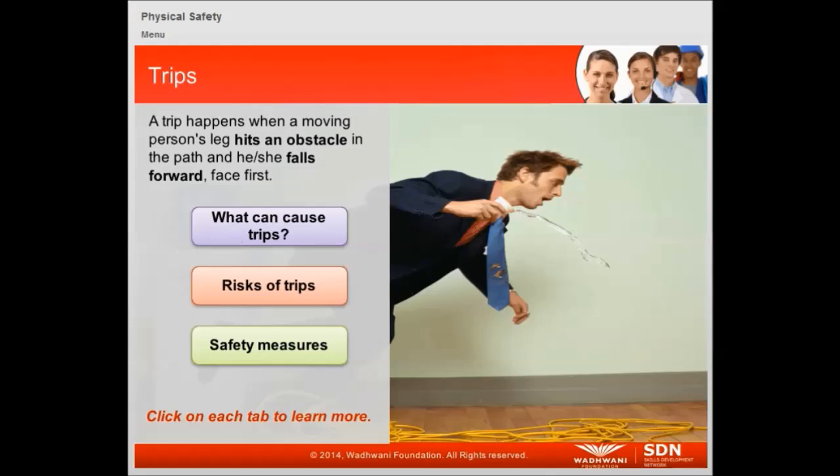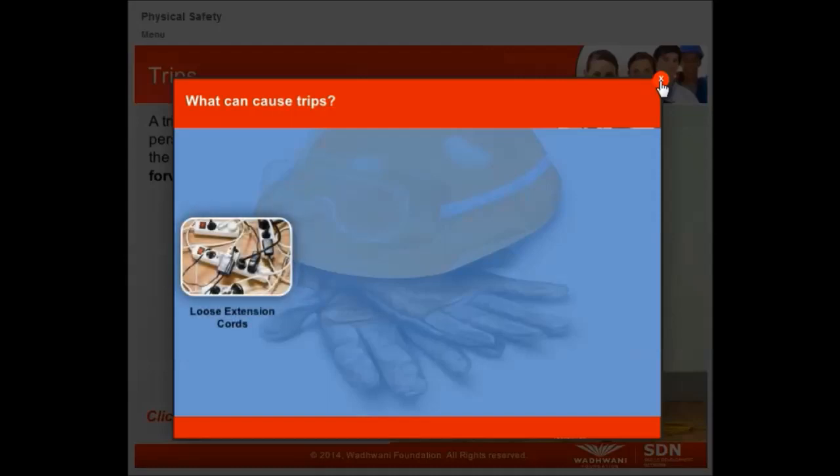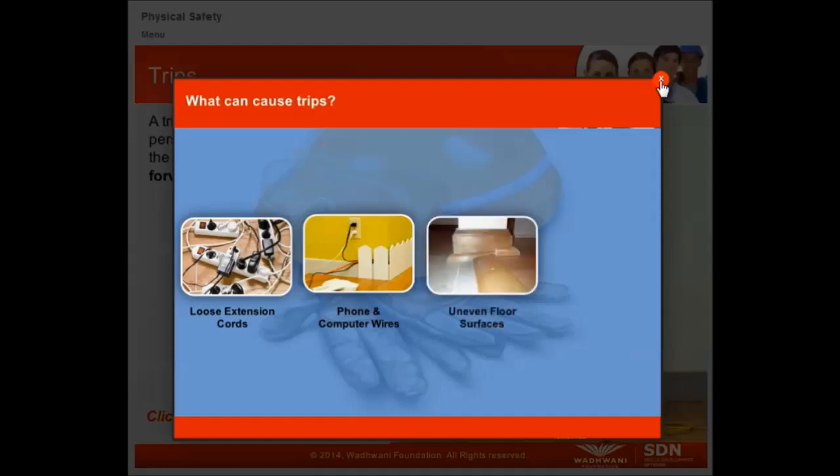What can cause a person to trip? A person can trip due to various reasons. The important common reasons are loose extension cords and phone and computer wires. A person's legs may get entangled in the cords and wires leading to a fall. Uneven floor surfaces make a person lose balance and fall. Glass doors are not easily seen and may lead to serious injuries.